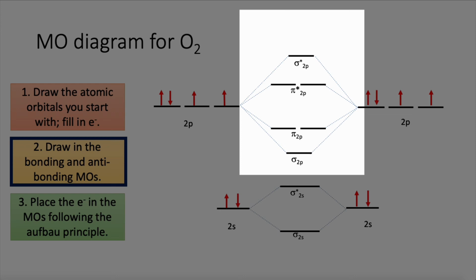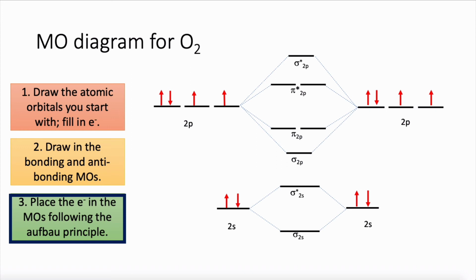You can see that we have one sigma 2p orbital and two pi 2p orbitals. So remember, the sigma is the one that's created by combining the pz. The pi's are created by combining the two px's and the two py's. And then above those in energy, we have our anti-bonding orbitals, and so we have our pi star and our sigma star from the 2p orbitals.